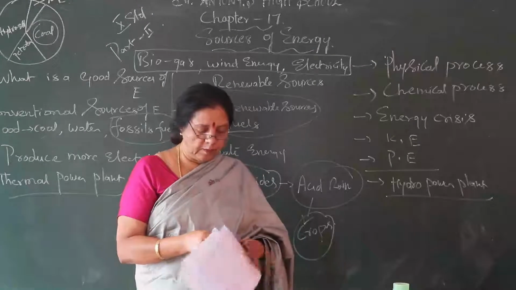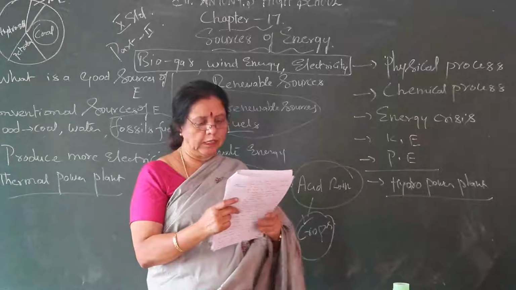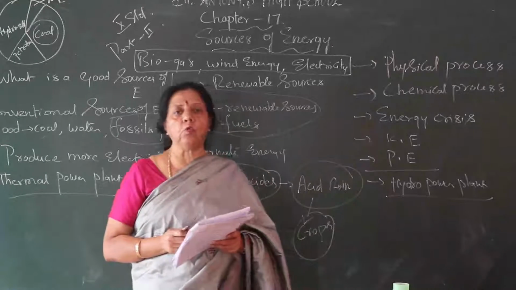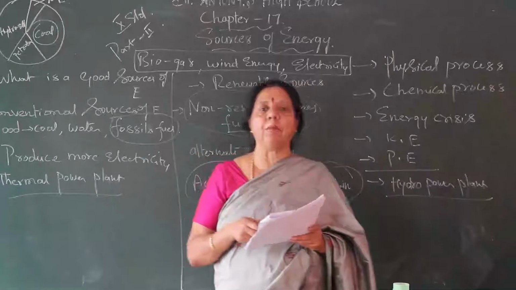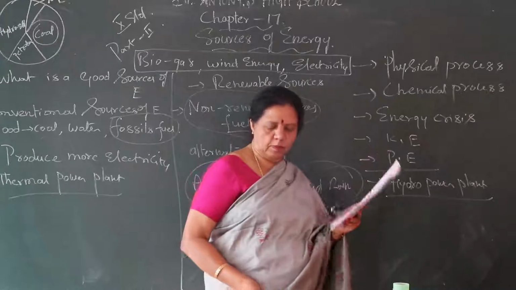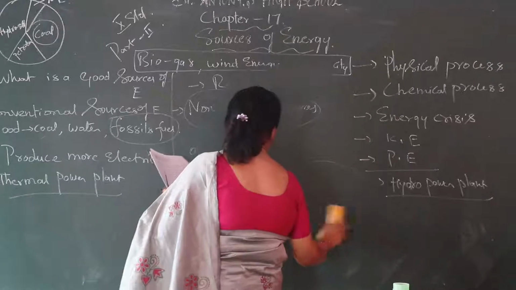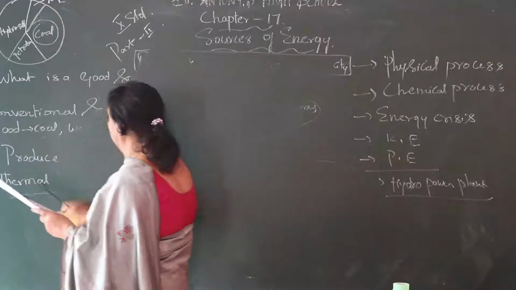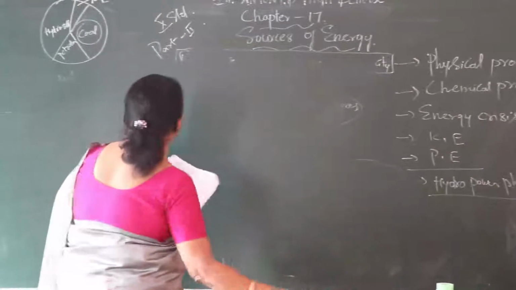Next we'll pass on to the next source: improvement in the technology for using the conventional sources of energy. As I told you in the previous class, technology has developed a lot for these sources. So what are those? One is biomass. What is biomass? Biomass is nothing but biogas also. You are using it in your day-to-day life also, children. What is biogas? We'll go for biogas.